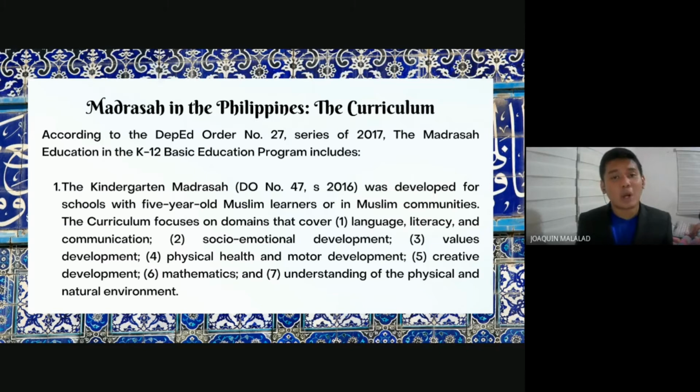The standards and competencies of the curriculum are aligned, like what I've said before, with the curriculum implemented in all public schools nationwide, with the relevant competencies for Muslim learners, with domains that cover the following: language, literacy and communication, socio-emotional development, values development, physical health and motor development, creative development, mathematics, and understanding of the physical and natural environment.